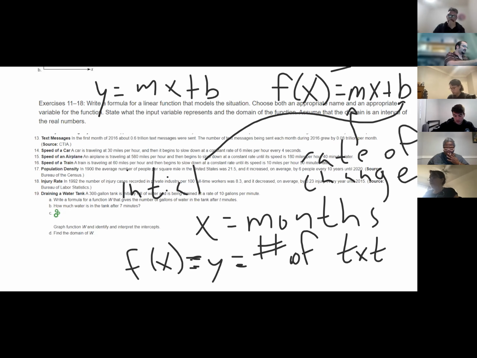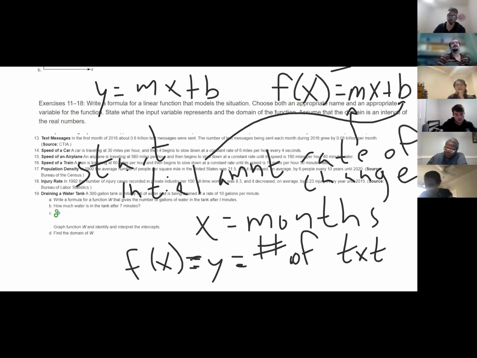Like he said, the first month of 2016 is 0.6 trillion. So that would be the 0.6 trillion that we're plugging in there. So the b or the y-intercept should be some sort of initial amount, starting amount. And then the m or the slope is my rate of change. So those are the two things I'm filling in.